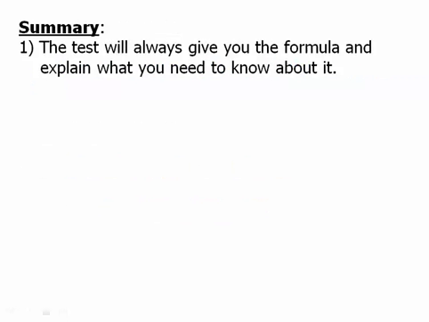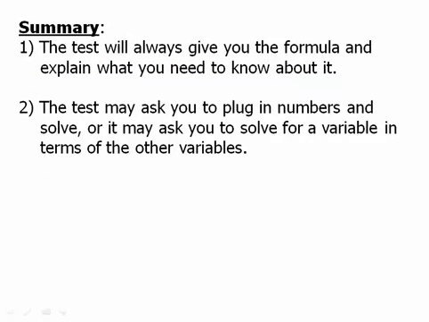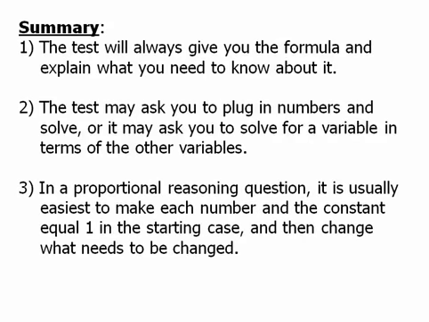The test will always give you the formula and explain what you need to know about it. The test may ask you to plug in numbers and solve, or it may ask you to solve for a variable in terms of the other variables. In a proportional reasoning question, it's usually easiest to make each number in the constant equal to 1 in the starting case, and then change what needs to be changed.